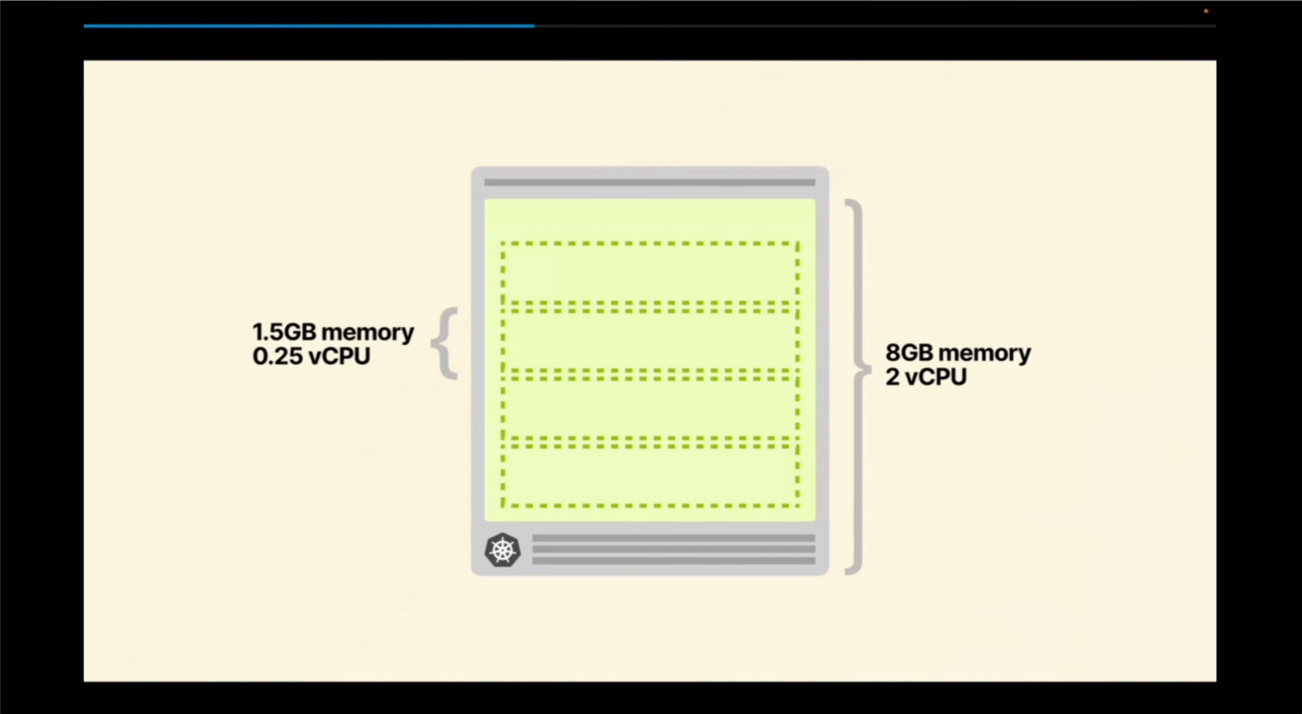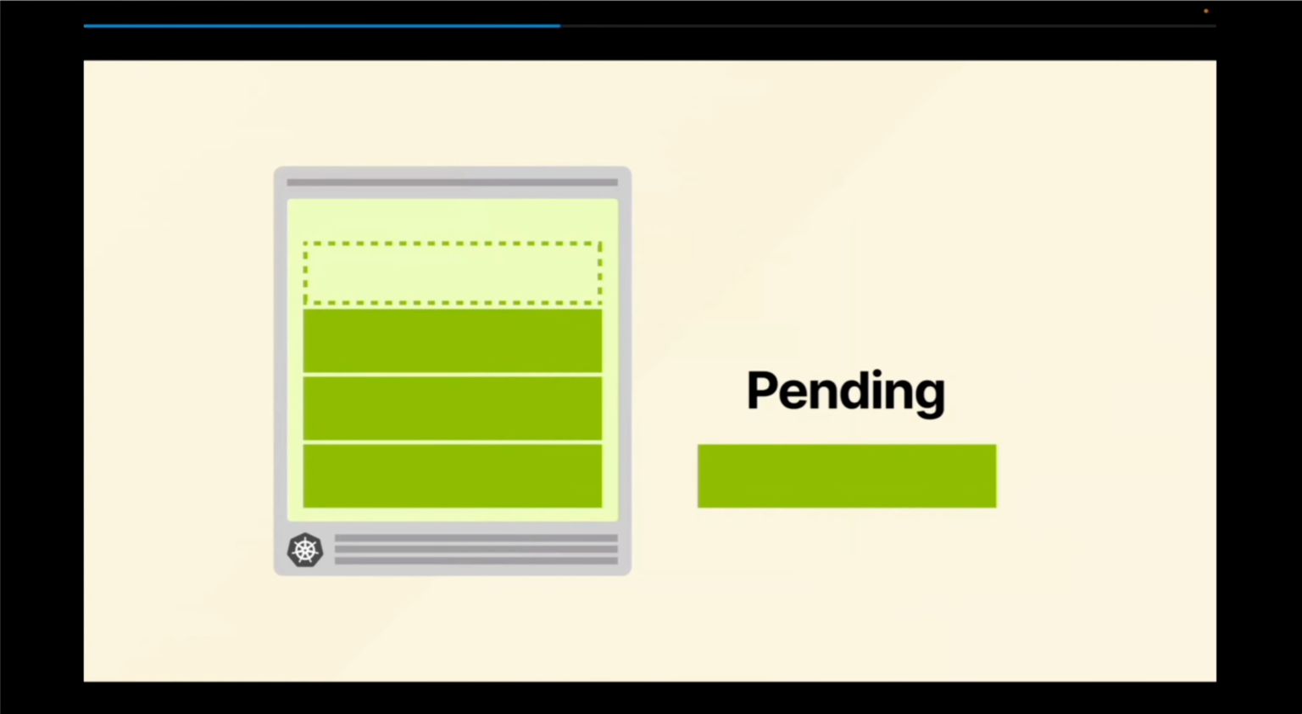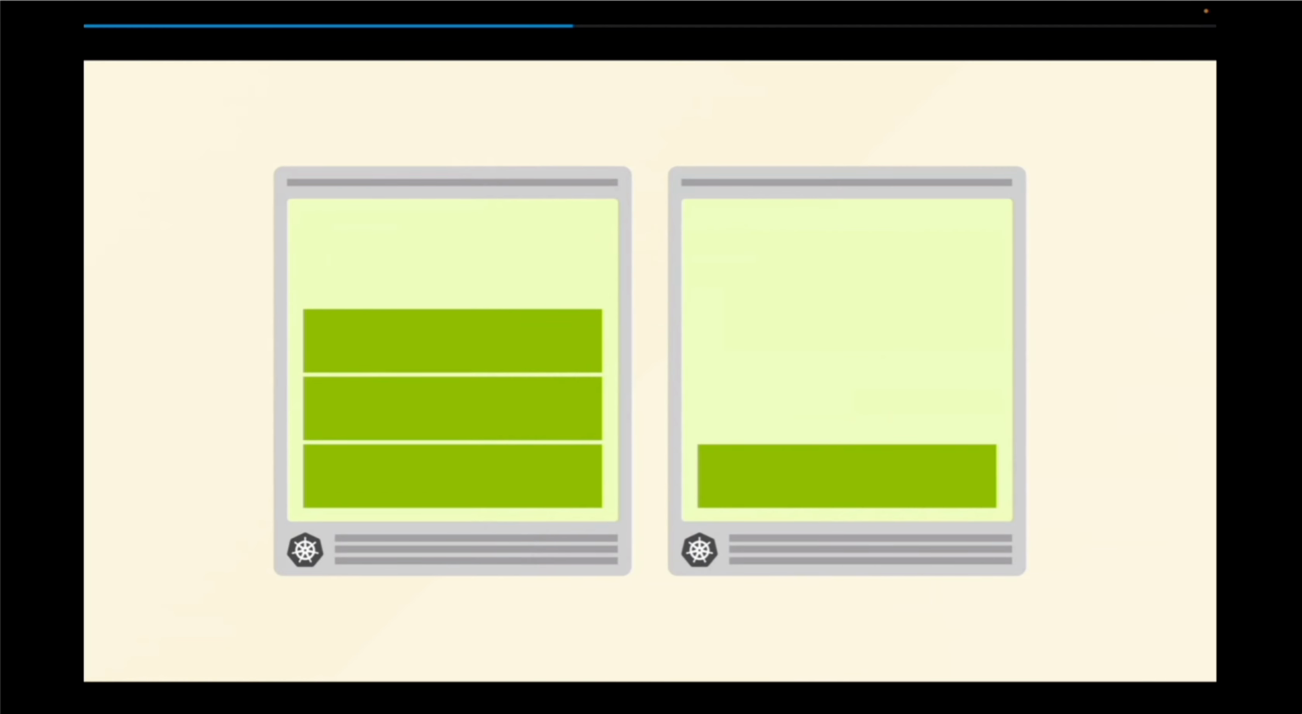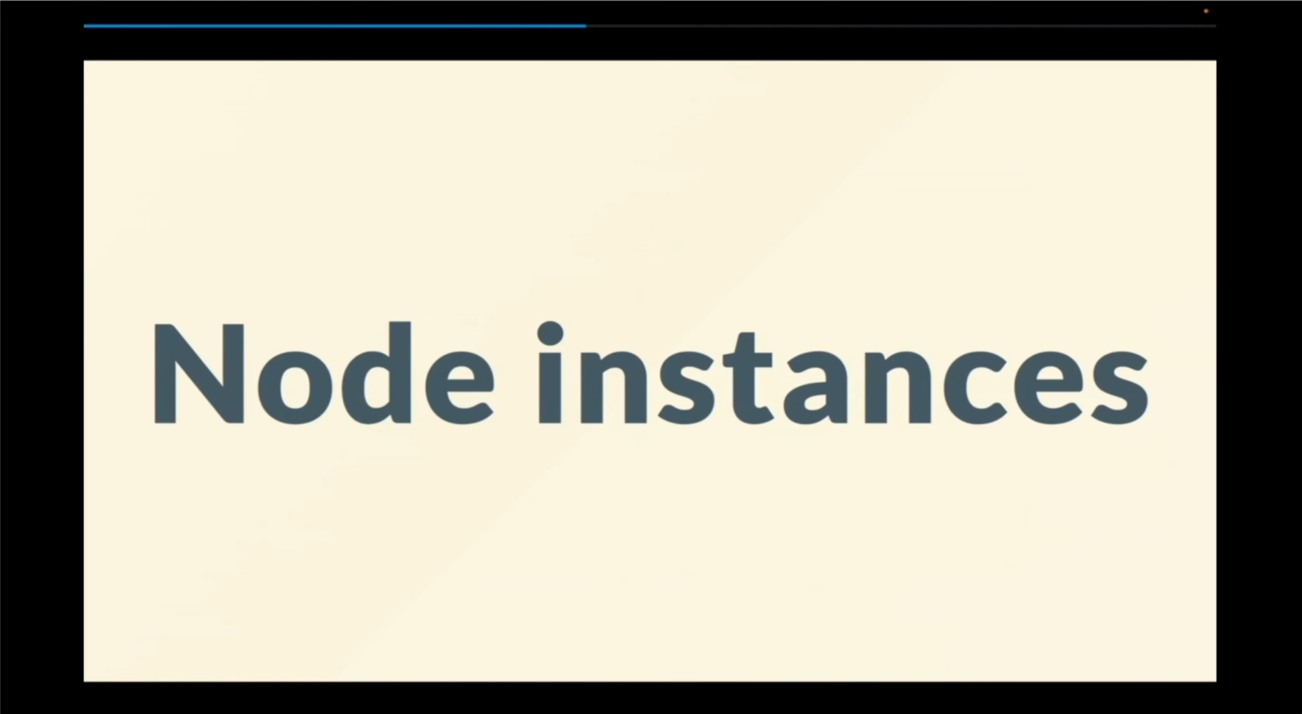So you'd be forgiven for thinking that if you get an 8 gig RAM and 2 CPU node from your cloud vendor, you could deploy 4 pods that are 1.5 gig RAM and need a quarter of a CPU. However, it's not quite so. One of those pods would remain pending, which, if configured, will of course cause the Cluster Autoscaler to go and create a new node, and then eventually your workload becomes scheduled.